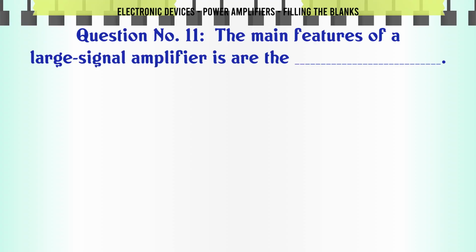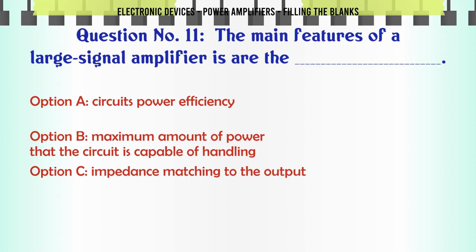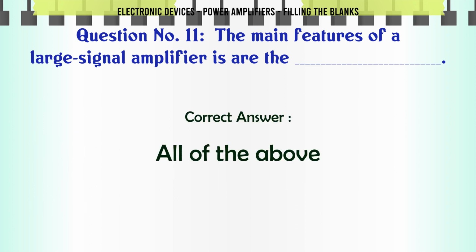The main features of a large signal amplifier are the: A: circuit's power efficiency, B: maximum amount of power that the circuit is capable of handling, C: impedance matching to the output, D: all of the above. The correct answer is all of the above.